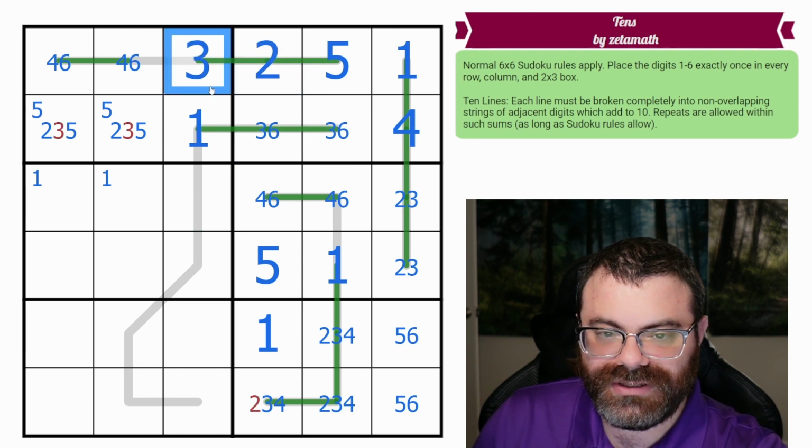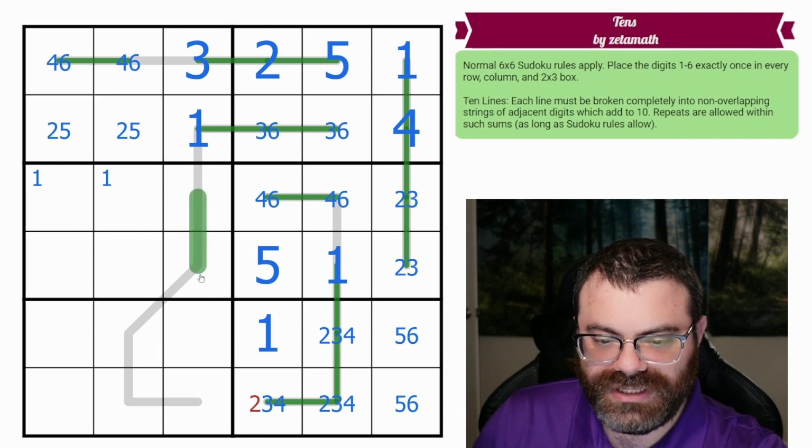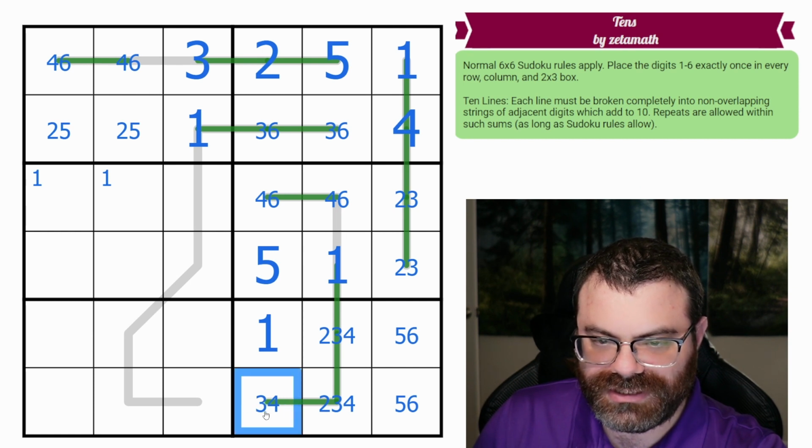This is 2 and 3. This is a 2-5 pair. Now we start another 10 sum. This could just be, oh no, sorry, it can't. Sorry, give me a second though. I want to clean this up. This is a, oh, I thought this would get a pair, but it's not. It's 3, 4, 6. Okay.